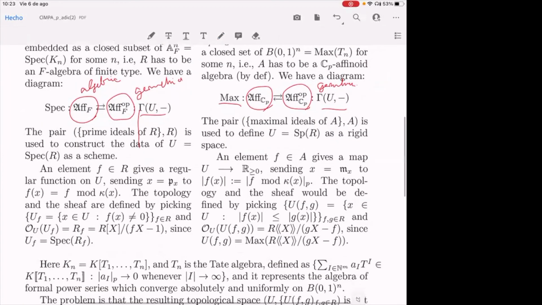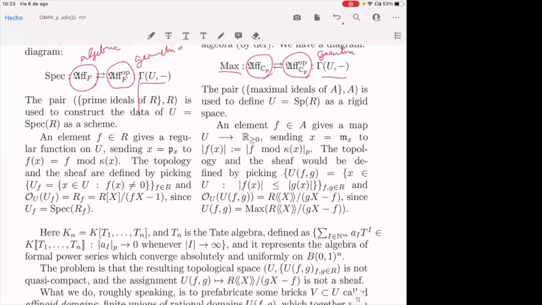Anyways, after that, you say, okay, so far so good. I have this equivalence between algebra and geometry given by two categories. One is the opposite of the other, and I have two functors which link them in a good way. So after that, you look at the pair that you get, where you mix the information from the geometry and the algebra. On the left-hand side, you have the prime ideals together with the ring, which gives you the sheaf. And on the right side, you have the maximal ideals of your affinoid algebra together with the ring, or the Banach algebra, which should give you the sheaf.